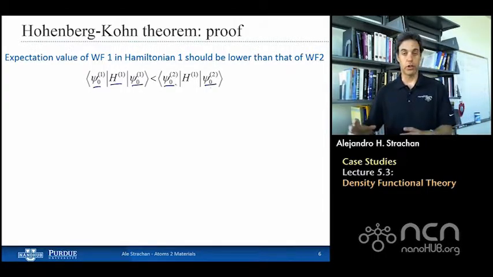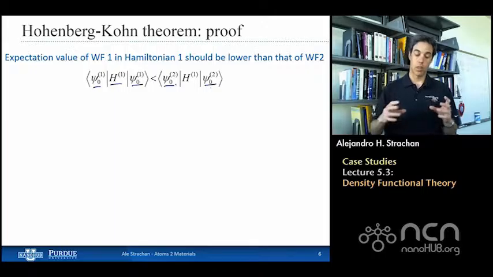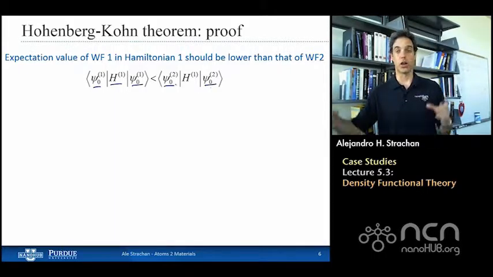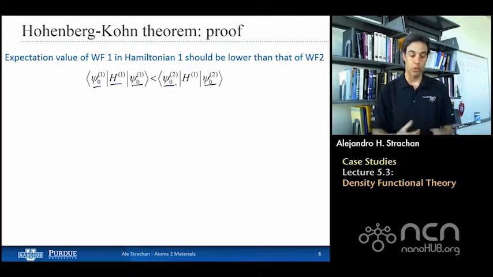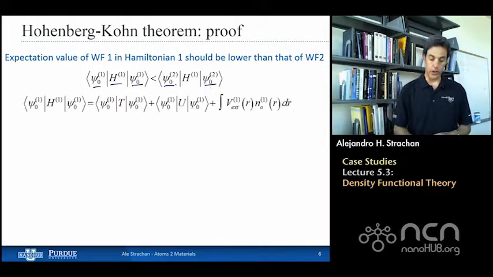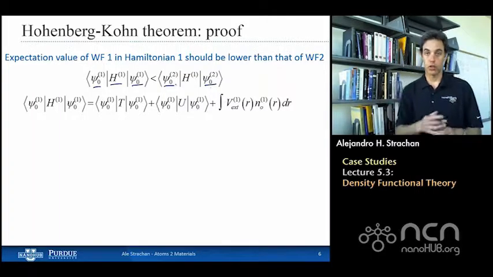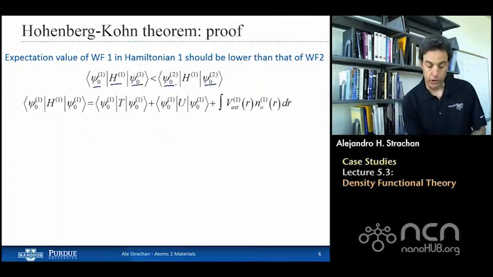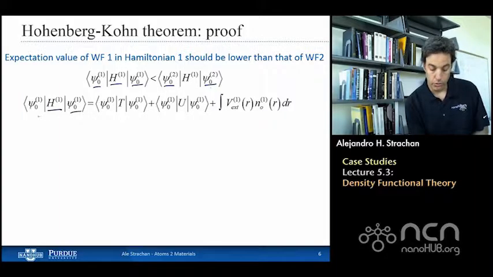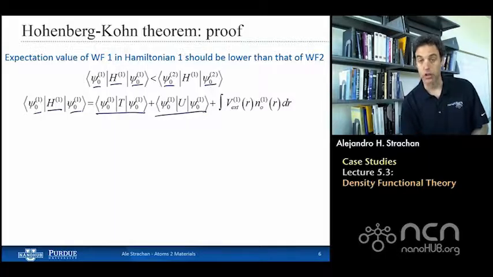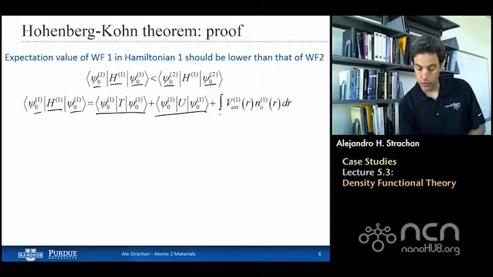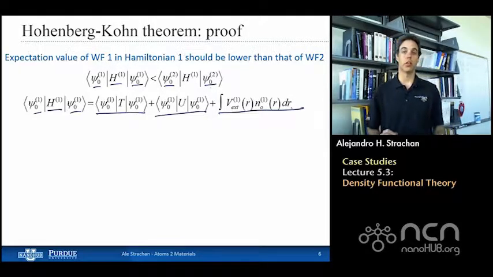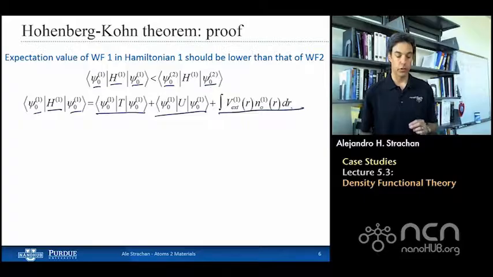So if I compute the expectation value for Hamiltonian 1, but using the wave function that belongs to another system, the energy should be bigger. Great. So I'm going to spell out these two terms. Expectation value of Hamiltonian 1 with its own wave function: I have the kinetic energy term, the electron-electron potential energy term, and the last term is the external potential that depends only on the density, not on the wave function, on the density.